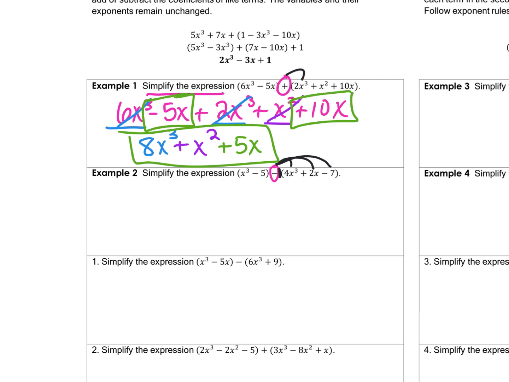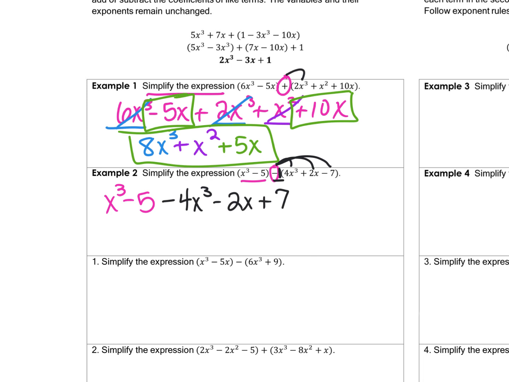So I'm going to go ahead and just rewrite my first one because there's nothing in front of those sets of parentheses. And then I'm going to distribute this negative 1 to all of these. So that would become minus 4x cubed minus 2x, and then plus 7. So you have to distribute that subtraction sign. It's just like a negative 1 in front. When you multiply something times a negative 1, it just changes the sign of that term.